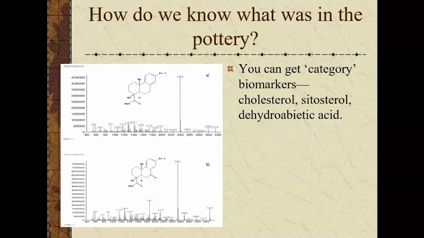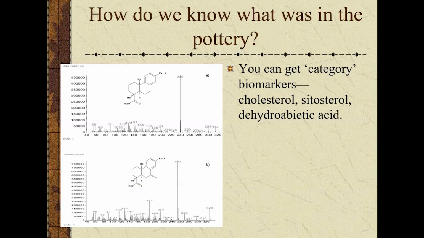As I said, the more common biomarkers are what we call category biomarkers. These are compounds that are present in a limited range of resources, as in cholesterol in animal products, sitosterol in plant products, and then resins. Resins are very highly distinctive. So dihydroabietic acid is the most common category biomarker for resins from usually conifer trees.